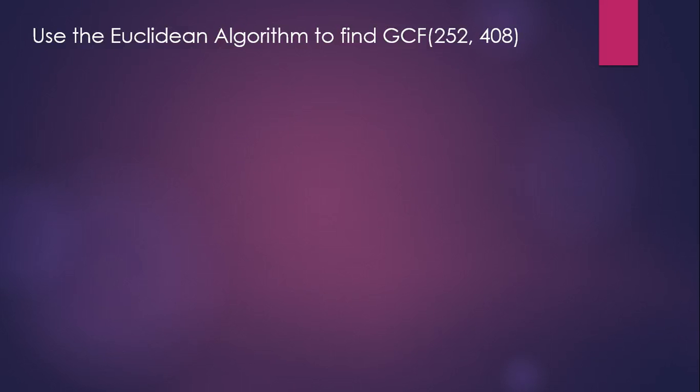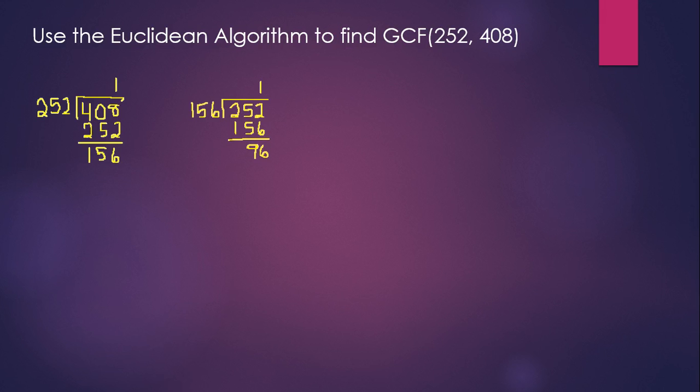Use the Euclidean algorithm to find the greatest common factor of 252 and 408. So we start by dividing the larger number by the smaller number, and since we don't have a remainder of 0, we'll take the divisor 252 and divide it by the remainder 156. We still don't have a 0 remainder, so we'll take the divisor 156 and divide it by the remainder of 96. We still don't have a 0 remainder, so we'll take the divisor of 96 and divide it by the remainder of 60.